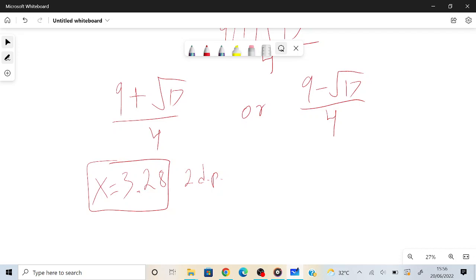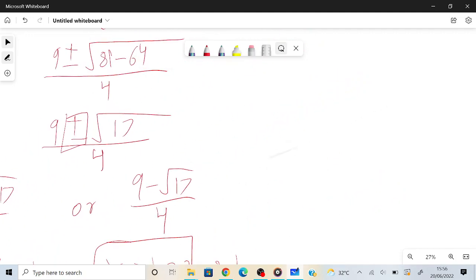And then doing it for this one, we have x is equal to 9 minus root 17 divided by 4. That gives x is 1.22. Again, to 2 decimal places. And that is how you solve using a quadratic equation.